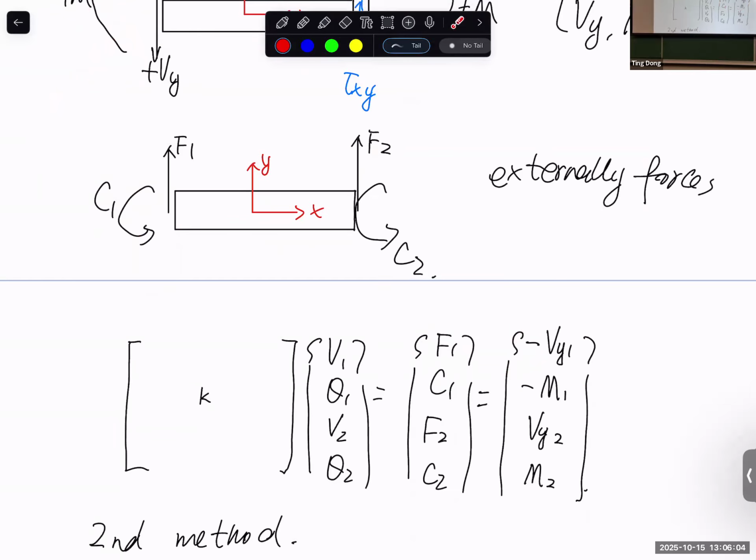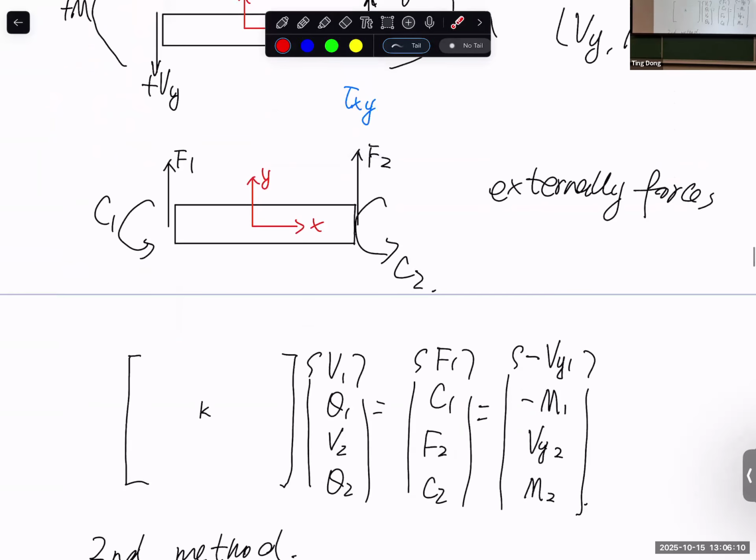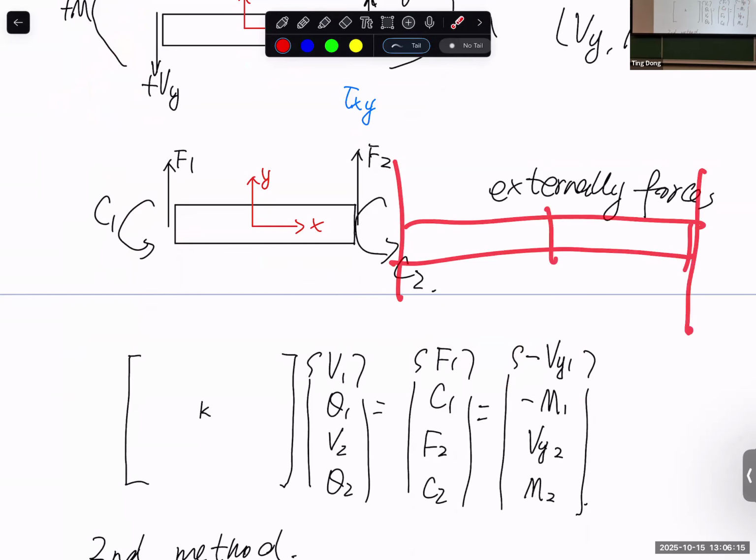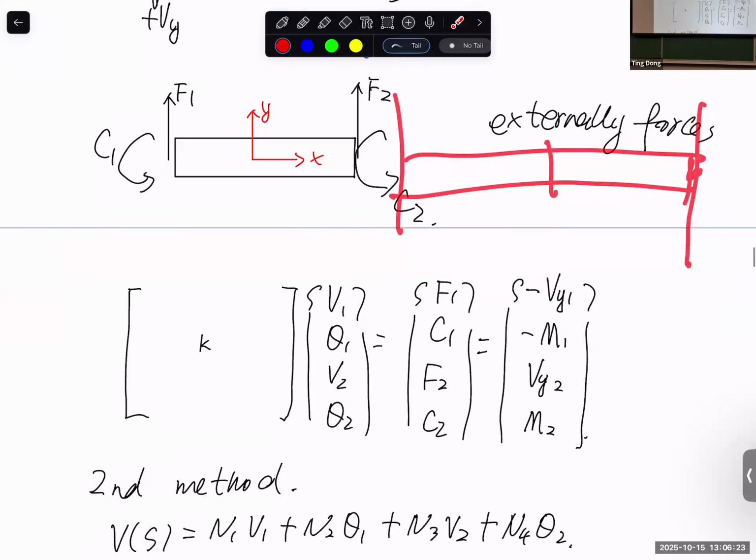I think the question asked about the bending moment and shear force at node 3. So now you have a system with 2 elements. Node 3 is basically the second node of element 2. Makes sense or not? Second node of element 2. So this is the first method.